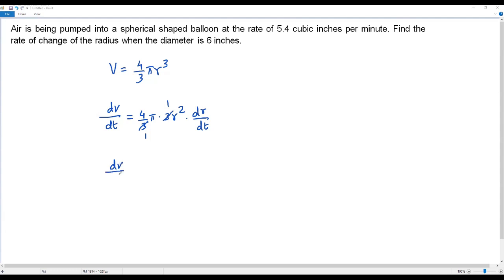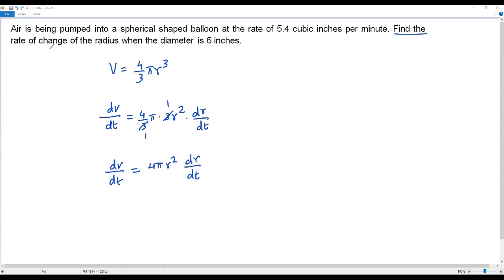Then I'm getting dV over dt equals 4 pi r squared times dr over dt. In this equation, my aim is to get the value of dr over dt, that is the change in radius with respect to time. That's what we have to find according to the question.